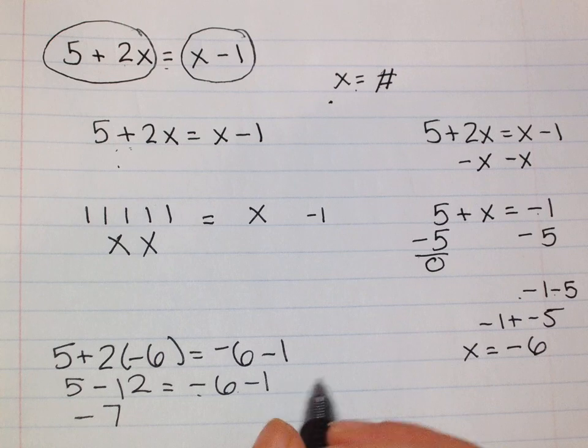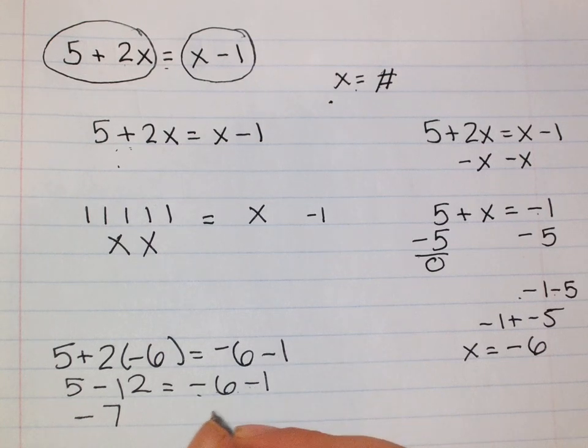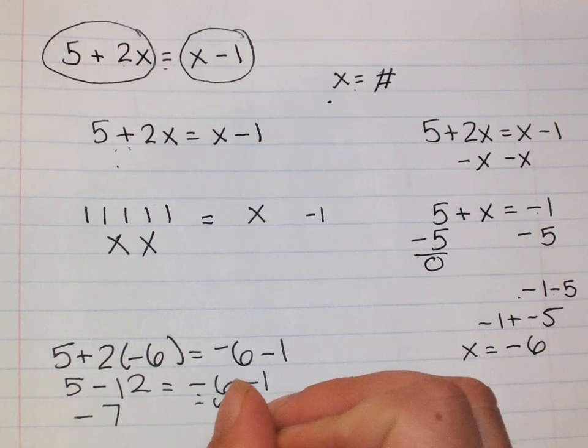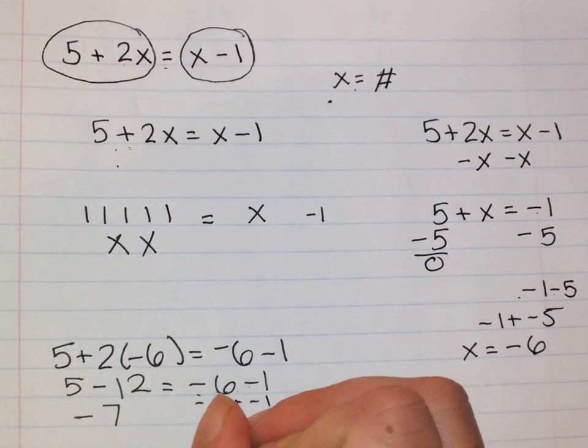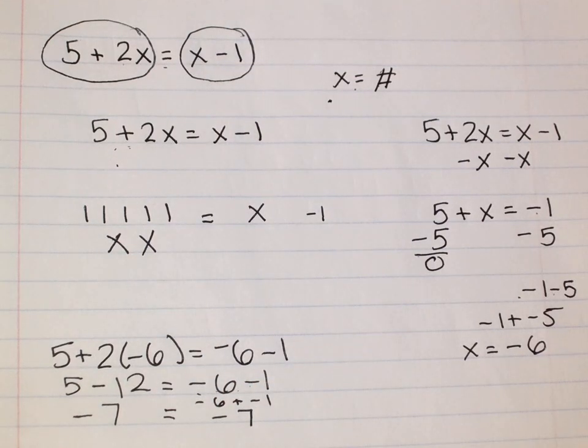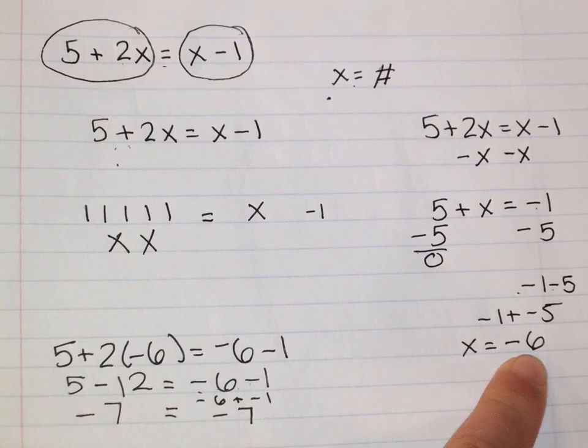Negative 6 minus 1, keep, change, flip. So this is actually negative 6 plus negative 1, which is negative 7. Negative 7 does equal negative 7, so my value for x is negative 6.